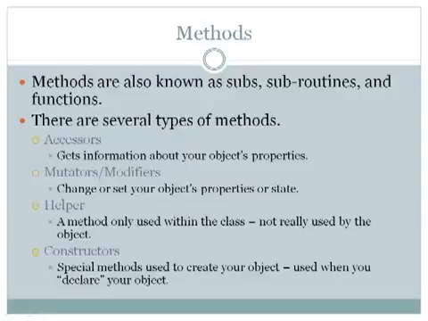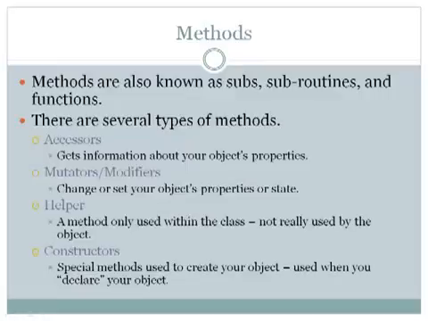In other words, change the color of a car, change the color of a dog, give the dog a name, access the dog's name, that type of thing. There are several different types of methods that we can categorize them in. The first is an accessor. Just like it sounds, it accesses or gets the information about your object's properties. What state is your object in?